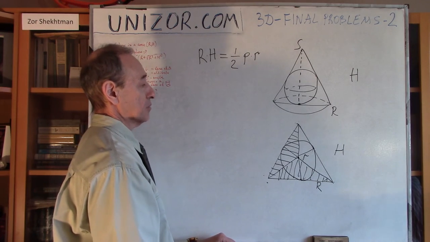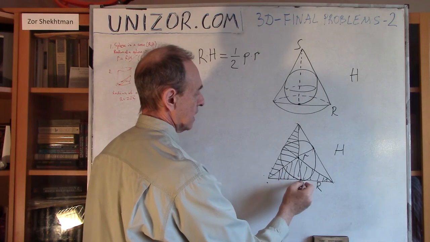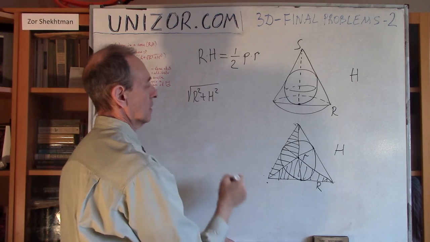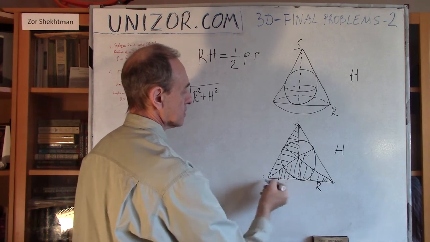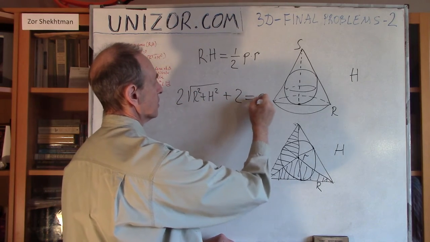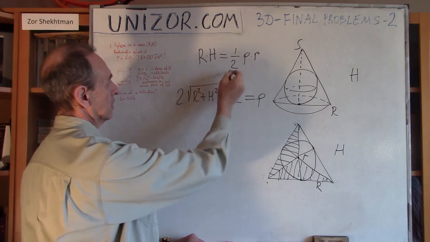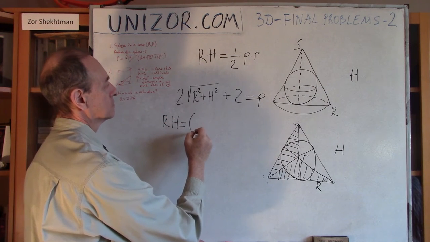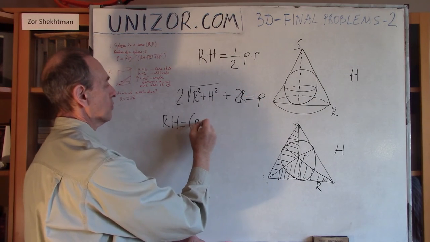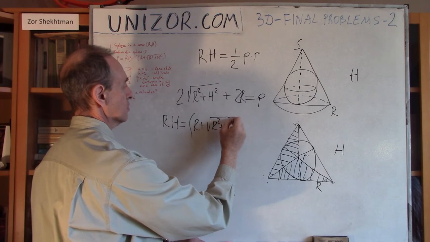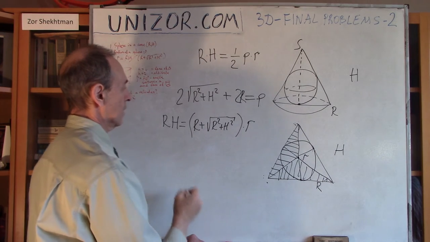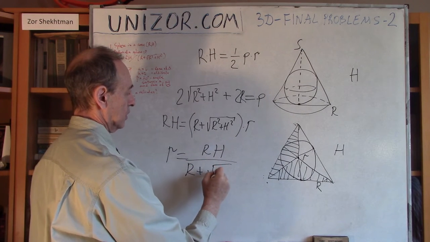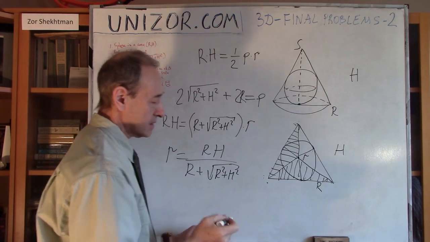Question is, what's the perimeter? Well, the perimeter is simple, because if this is R, this is H, then by the Pythagorean theorem this side is the square root of R² plus H². And there are two of them, this side and this side. And then there is a 2R. So 2 times this plus 2 times this, that's the perimeter. Now if you substitute it here, this is 1/2, so this 2 will go, and you will have Rh equals R plus the square root of R² plus H², times r. So r is equal to Rh divided by R plus the square root of R² plus H². So that's the answer. And it's relatively simple to get it.